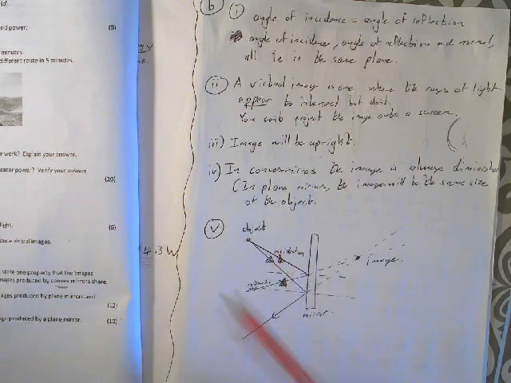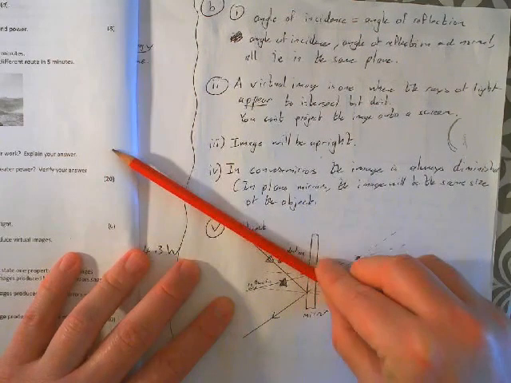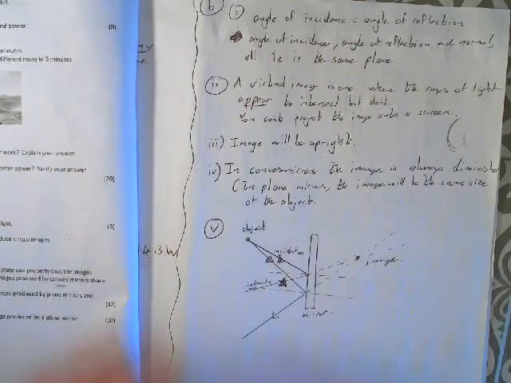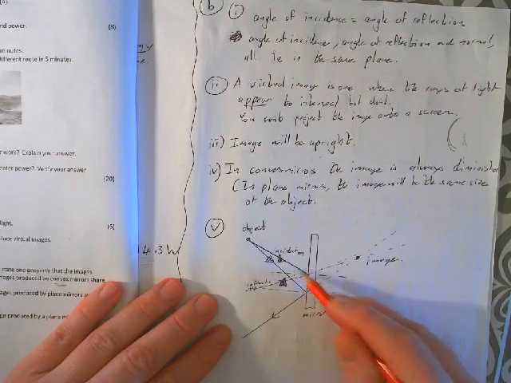Finally, draw a ray diagram showing the image produced by a plane mirror. So you have to have your object. Now remember, anytime they ask you to detect an image, you're going to need 2 rays of light at least and see where they intersect.